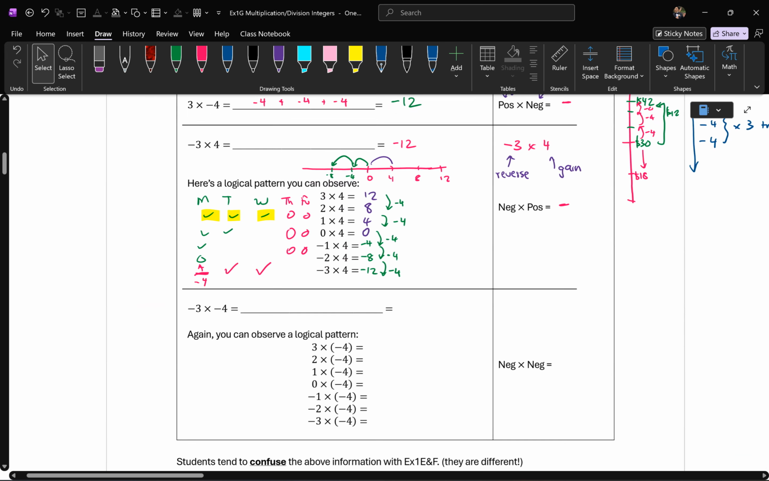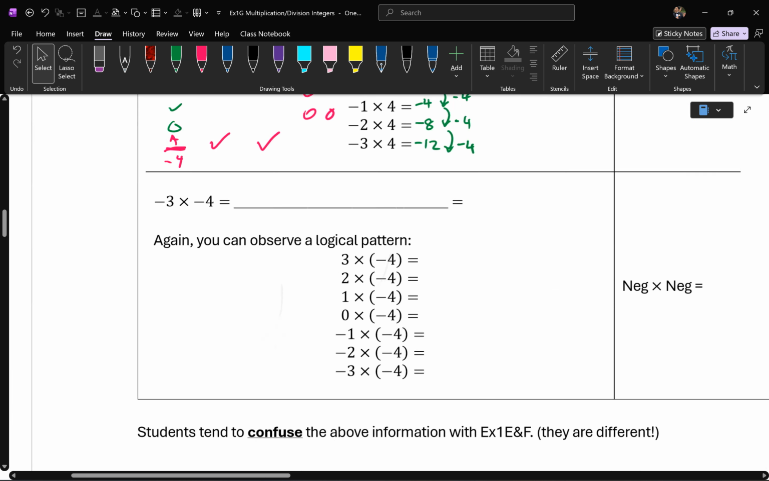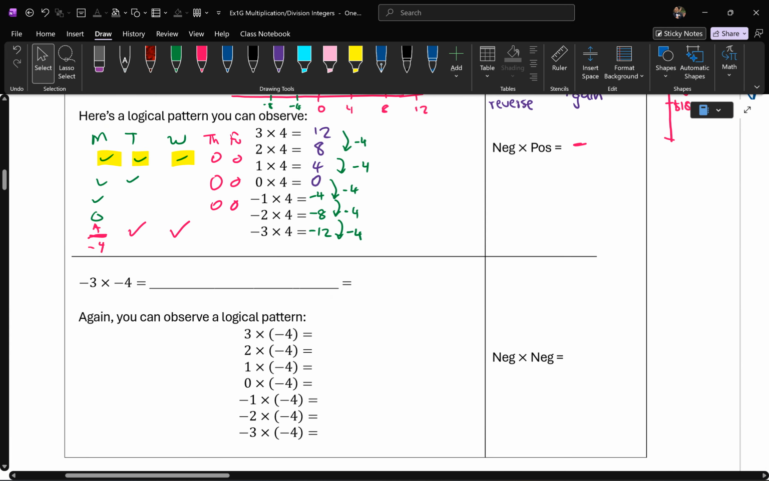Now the last one is the tricky one. But again, if you follow that mathematical pattern, you should be able to see. Here we go. Last example.